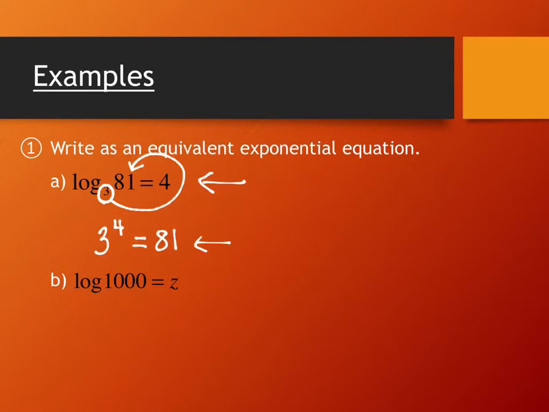We can do the same thing on B, except that on B you'll notice that there's no base written there. So what is our base? It is 10. There is an understood common base of 10 here that I will put in and circle. And then I'll draw my scorpion tail around. So I start with the base, 10. I cross to the other side of the equal sign. I have an exponent now of z. And it will equal where I land, which is 1,000.